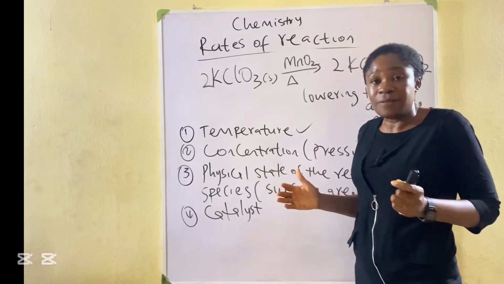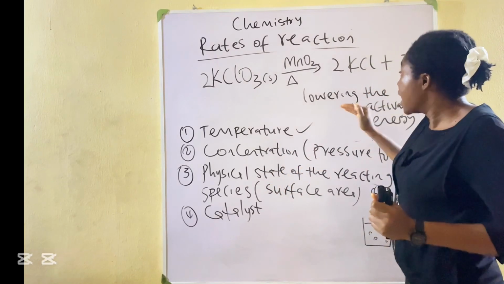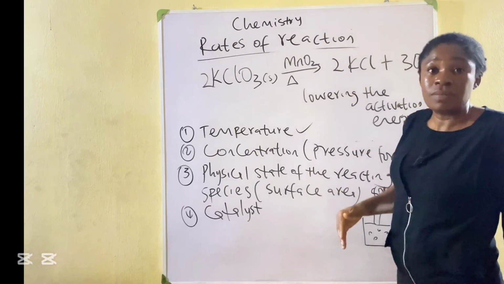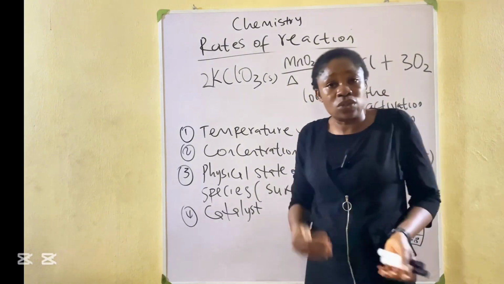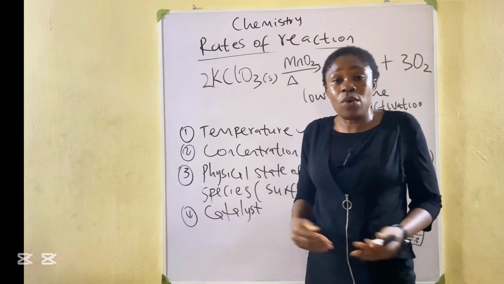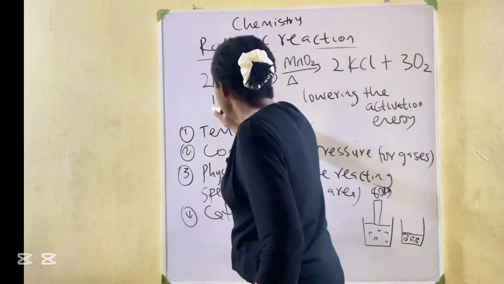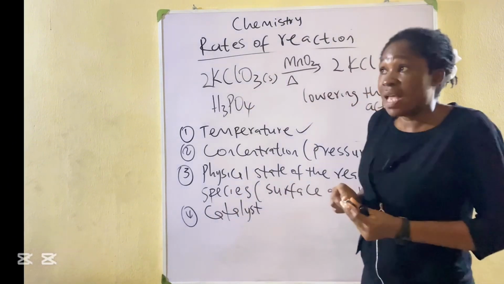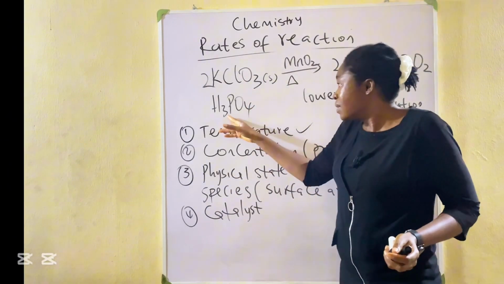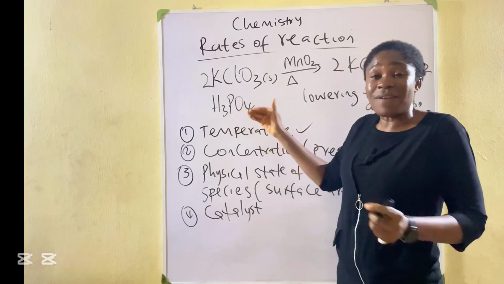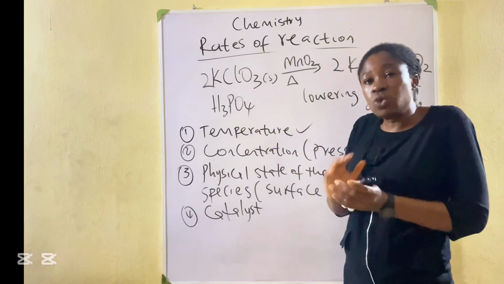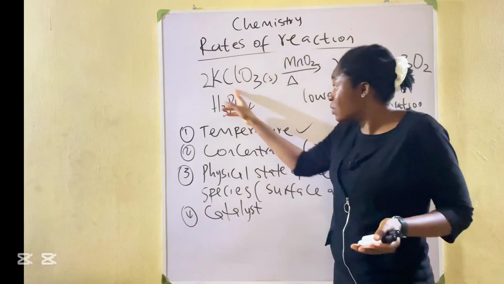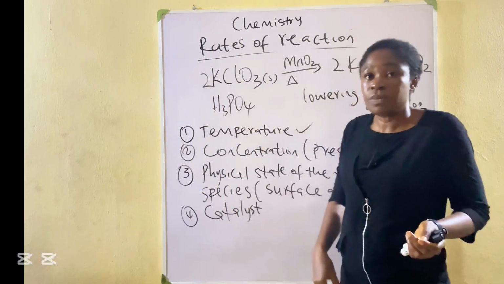So a negative catalyst acts by increasing the activation energy. We call those ones inhibitors. An example of an inhibitor is this: in the commercial production of hydrogen peroxide, phosphoric(V) acid is added to slow down the decomposition of hydrogen peroxide. So in that case, it's acting as an inhibitor.